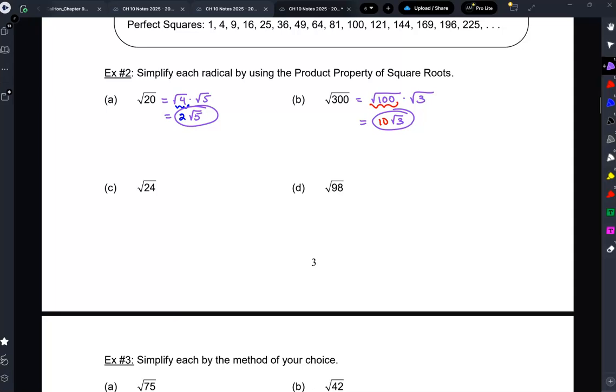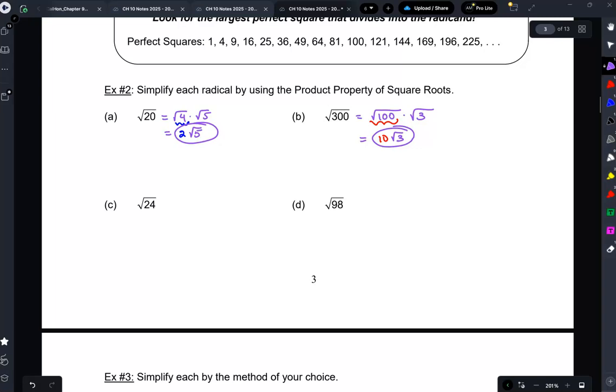What times what? So none of those are perfect squares. We need a perfect square. 6 and 4. So let's do root 4, root 6. I like to write the perfect square first so it's in proper order. Are you taking notes? So this is 2 root 6.